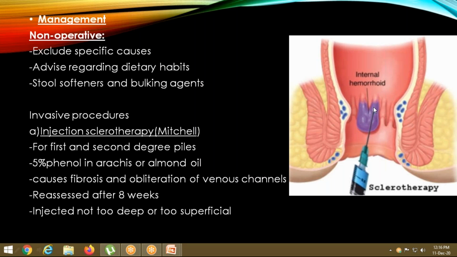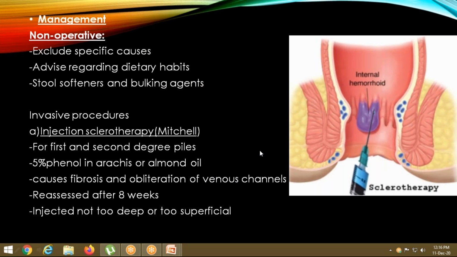So when you inject, what is the mechanism behind this? The sclerosant will cause fibrosis, and it causes obliteration of the venous channels within the pile mass. At 3 o'clock, 7 o'clock, and 11 o'clock, you give it. After 8 weeks, you ask the patient to come to the surgical OPD and reassess whether the piles have contracted or not. If they have not contracted, again you give 5 ml at the base of the pedicle.